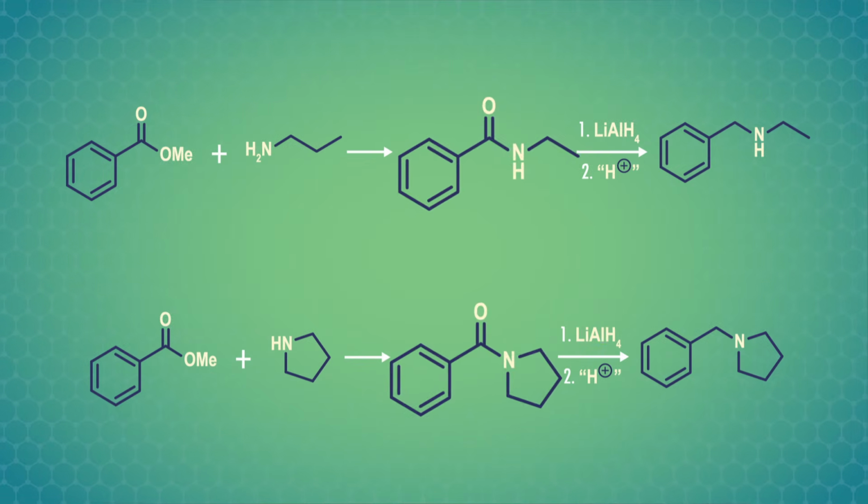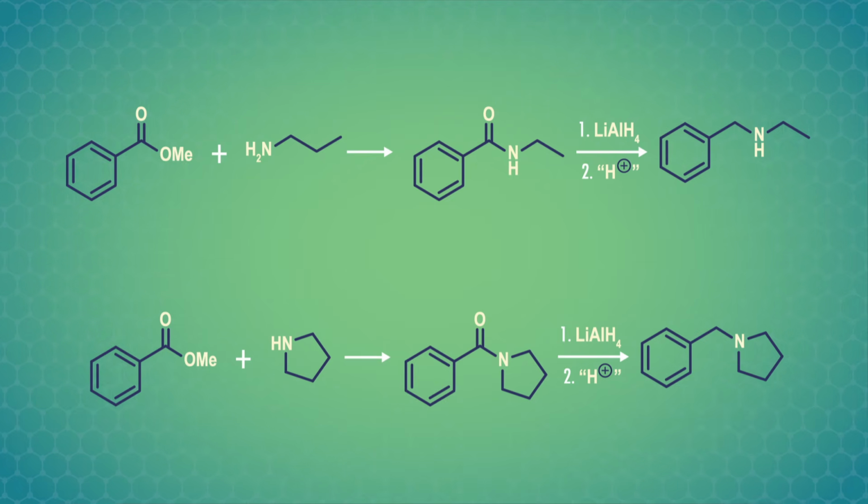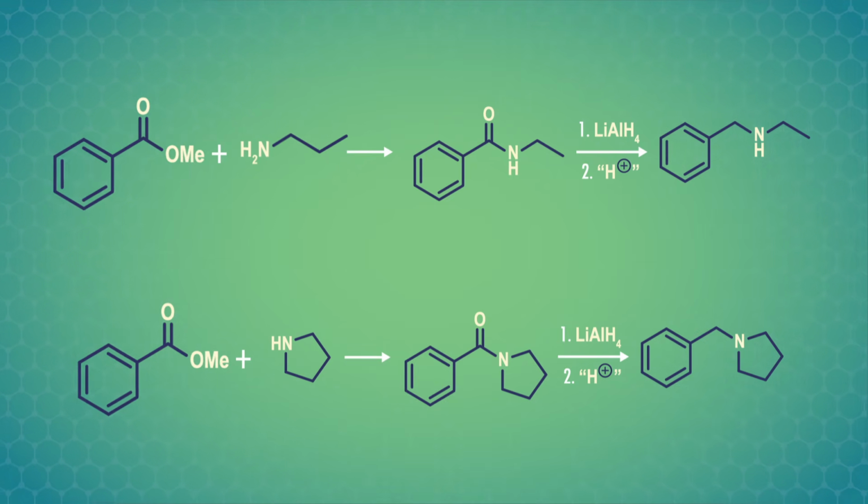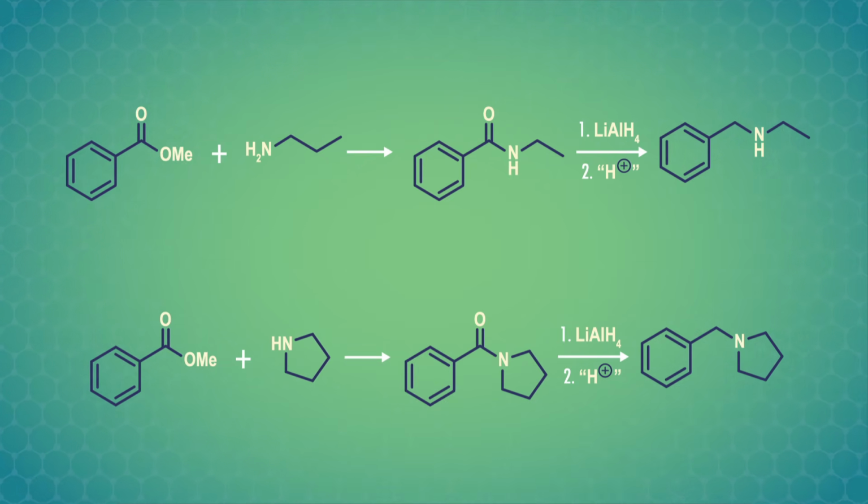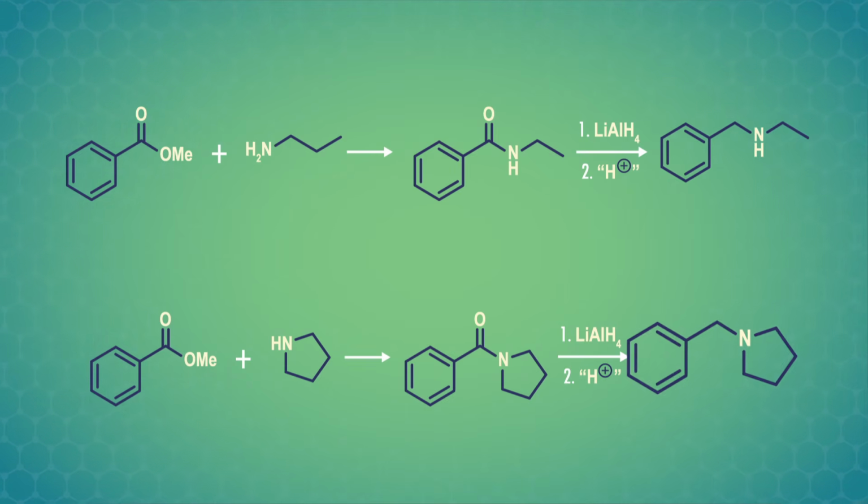Up until now, we've only made primary amines, but amide reduction also gives us a path to secondary and tertiary amines too. We just need to make an amide with alkyl groups substituting in for the hydrogen atoms. Reacting an ester with a primary or secondary amine allows us to do just that, and reduction gives us the secondary or tertiary amine we're after.